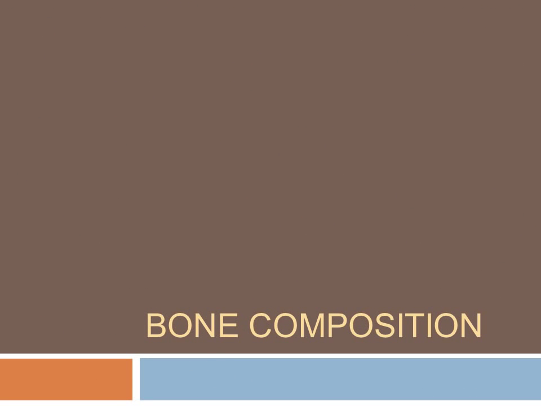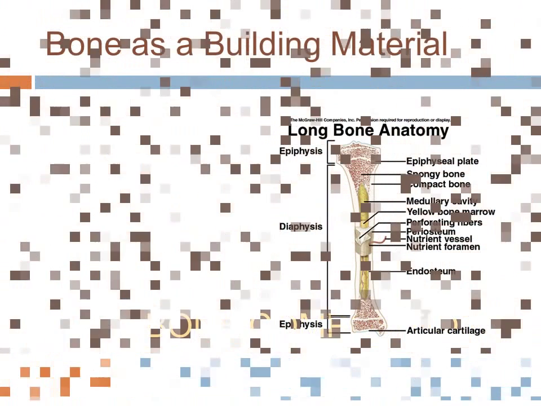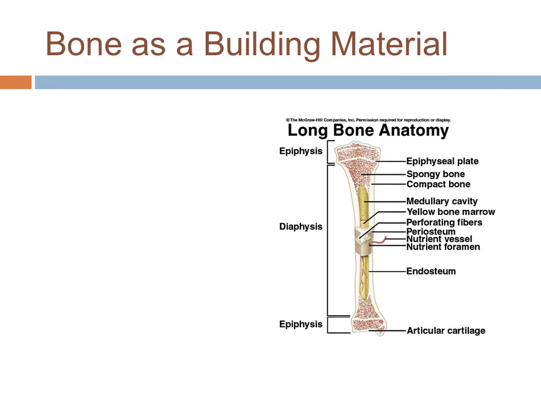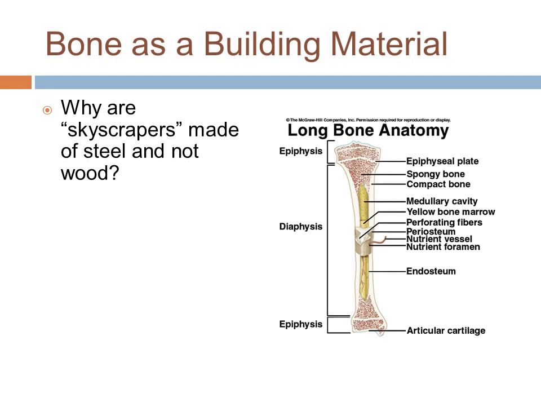Good afternoon. In this lesson, we're going to be talking about what makes up bone and why bone is such a good building material or support material for our bodies. Now, as a building material, bone is perfect for our purposes as humans. Consider this question. Why are skyscrapers made of steel and not wood? Well, most of you are going to quickly say, a skyscraper being much taller is going to need a lot more support and a lot more strength to go up 60, 70 stories. Wood wouldn't be strong enough to support it.